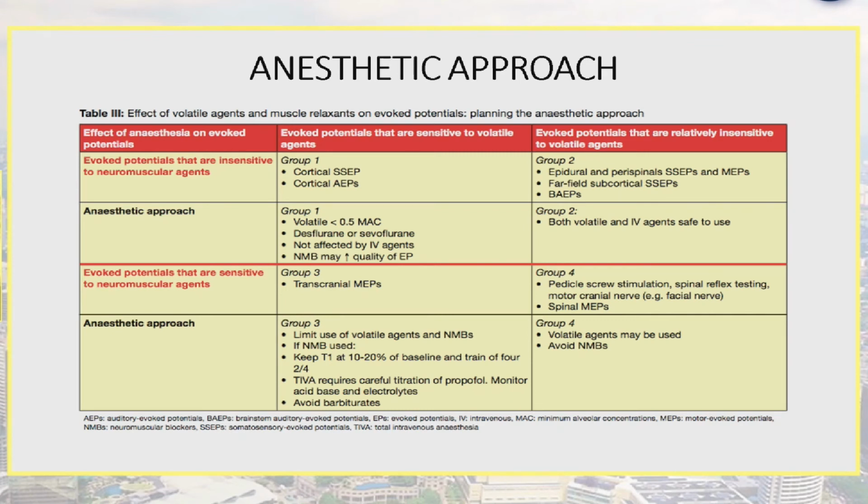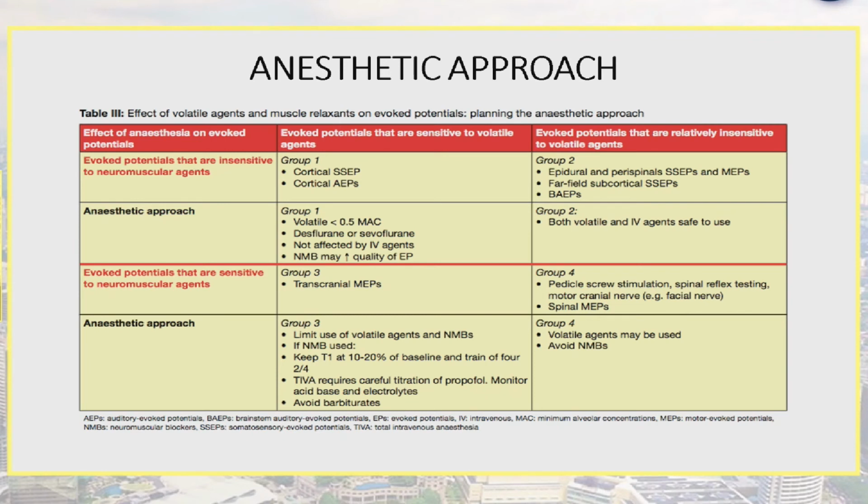However, in group 2, we can see the D wave, which is resistant to anesthesia, and brainstem evoked potential. So you can use both volatile and IV agents, and it is safe to use even muscle relaxant. For group 3, when we use only transcranial motor evoked potential, we have to avoid muscle relaxant and volatile agents. If indeed we need to use muscle relaxant, we keep T1 as necessary at 10 to 20% of baseline, or train of four at 2 or 4, right? And we need to titrate our T1 carefully because it's dose dependent.